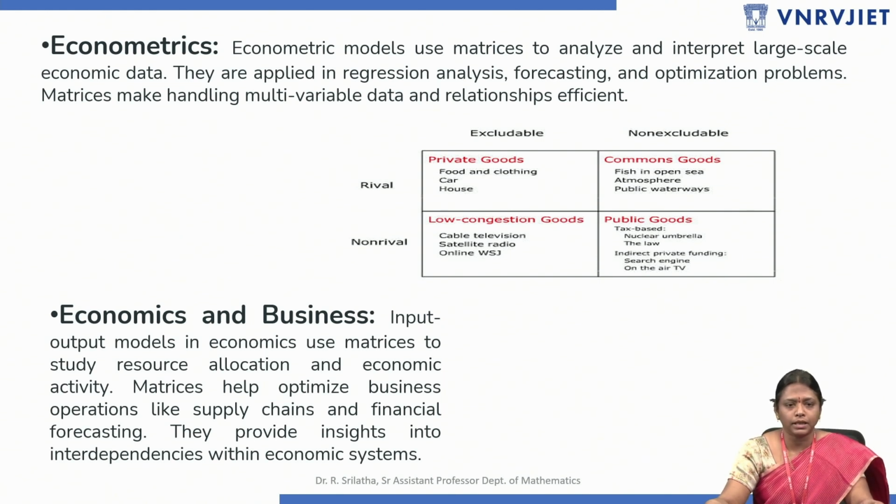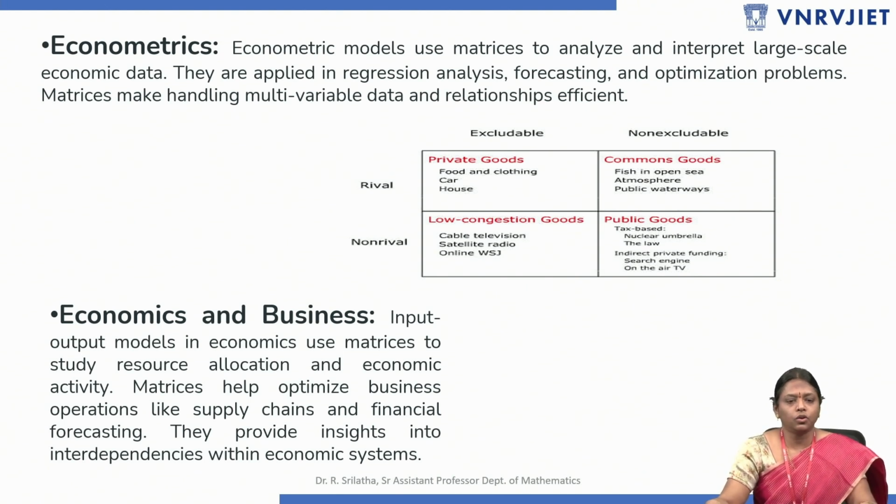So here matrices make handling multivariable data and relationships efficient. Just we took the 4 different categories here. That is a 2 by 2 matrix we'll be getting here: excludable, non-excludable, rival, and non-rival. Whatever the categories they will be taking here in economics, here we'll be getting a 2 by 2 matrix.